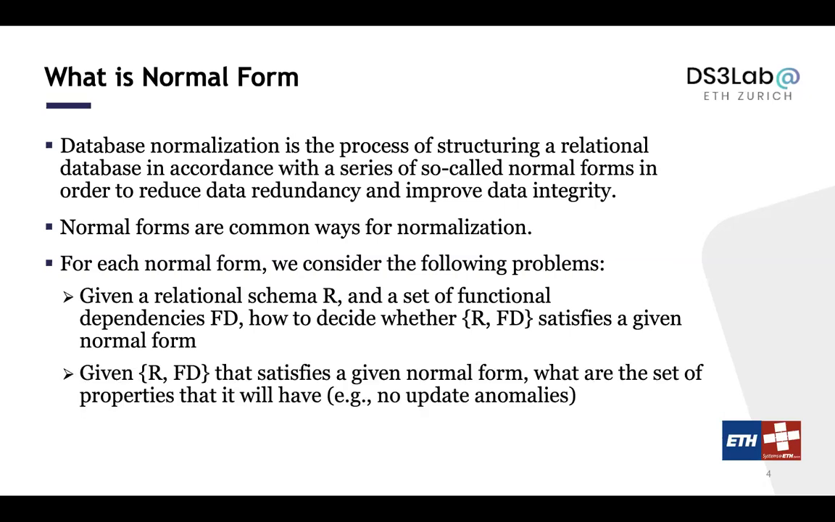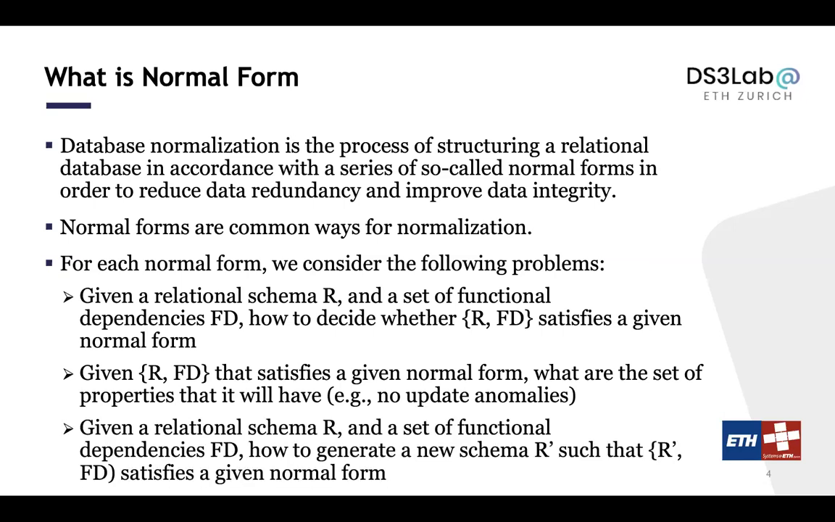The second question is, if you give me the schema and the set of functional dependencies in your application that satisfy a given normal form, what are the properties that we can say about this design? For example, for some normal forms, like BCNF which we talked about in the last lecture, as long as your relational design is in BCNF, we can say there will be no data redundancy caused by functional dependency. So for each normal form, we want to have a whole bunch of properties that we can say about any relational design that satisfies the normal form.